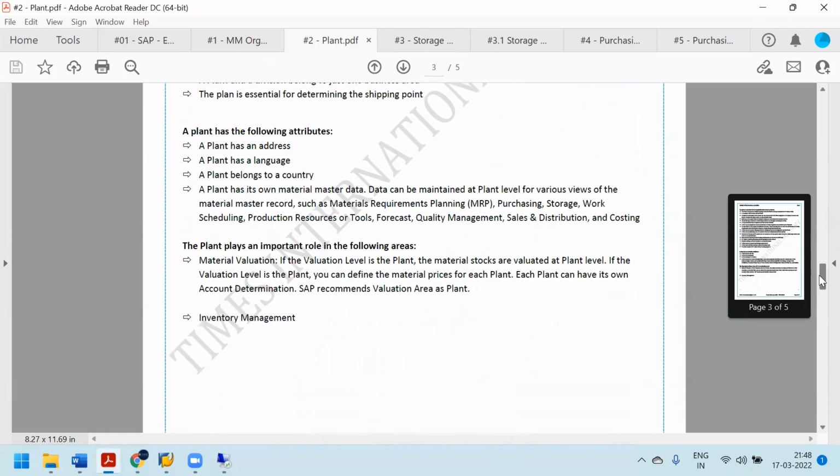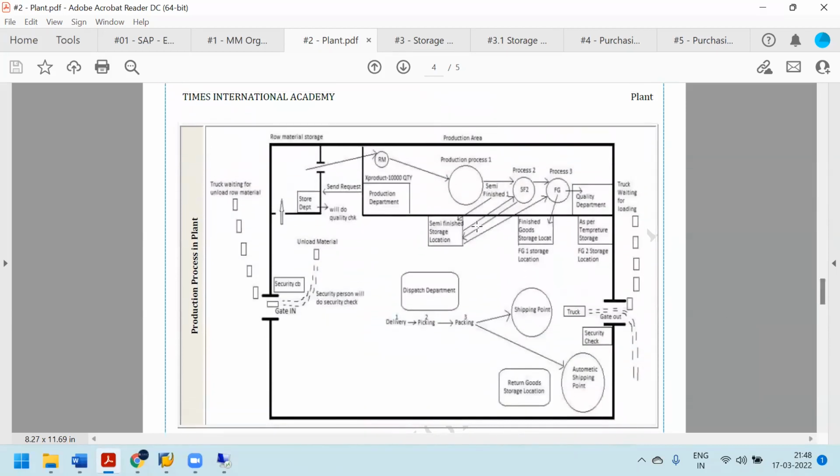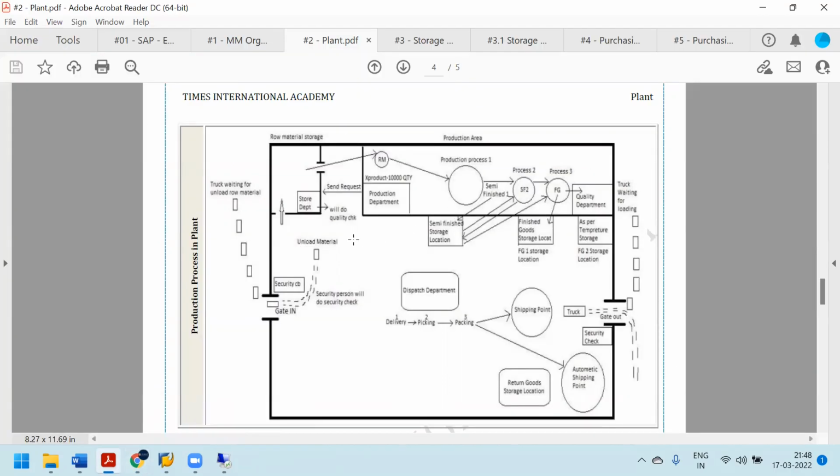Right now, what we are going to do is, here I have just shown this particular layout, which shows a typical production plant. Let's say this is one of the Tata Motors manufacturing facilities. Let's say it is at Pune, right? So as you can see here, this is the whole complete manufacturing facility, and in this manufacturing facility you see here trucks, right?